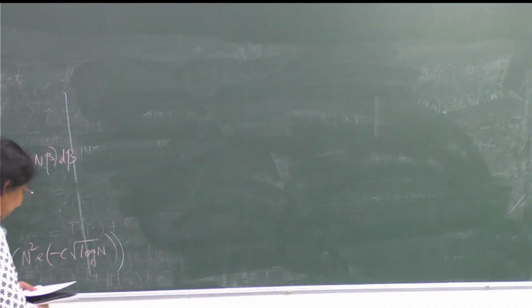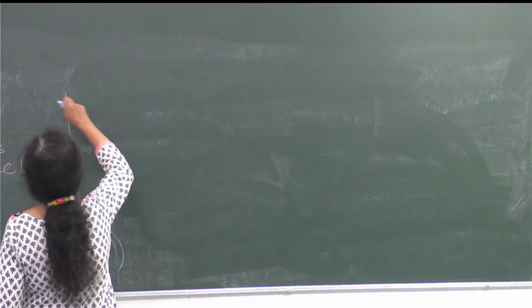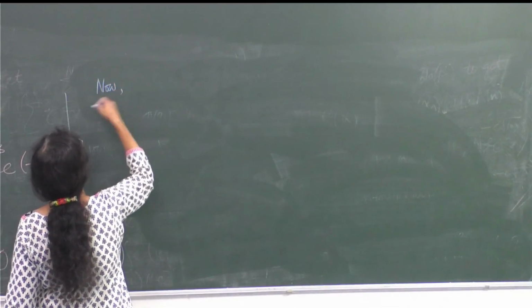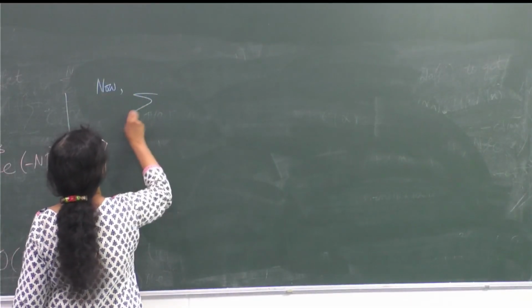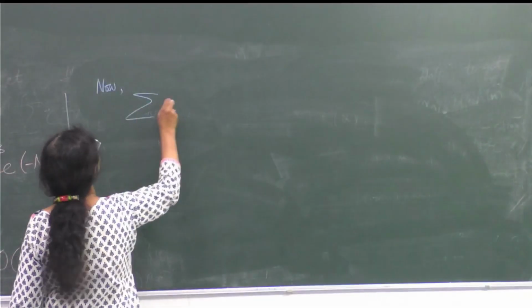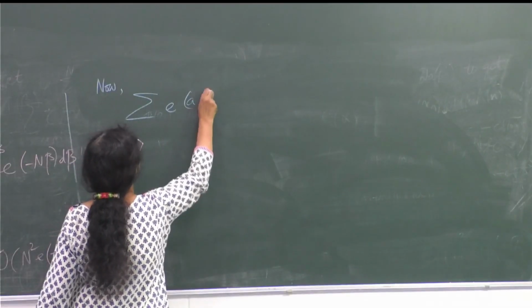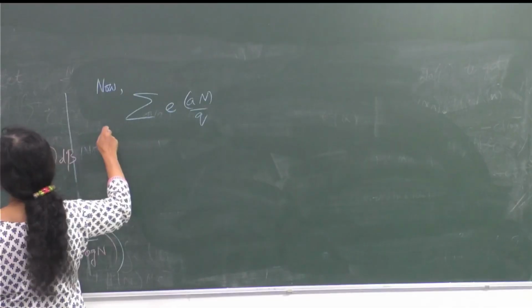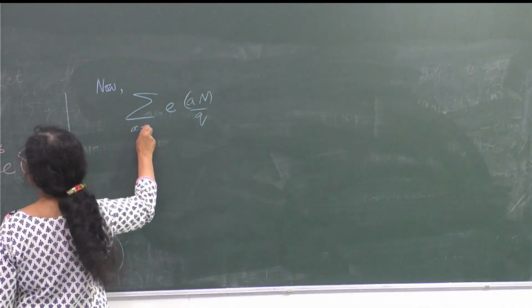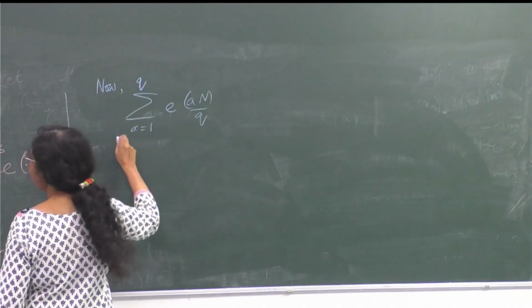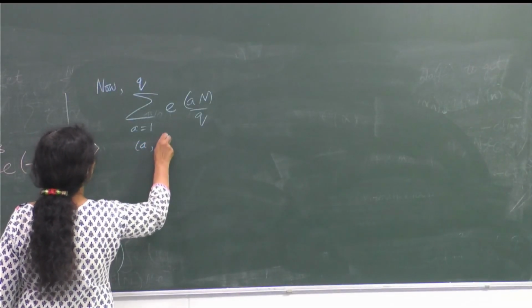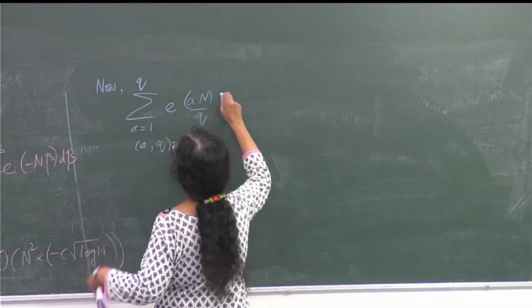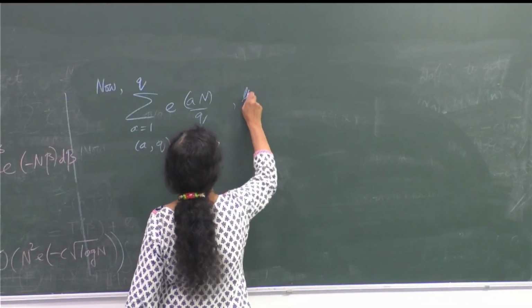So this is the Ramanujan sum. The sum of exponential of a n by q, where a goes from 1 to q and is co-prime to q. This is called the Ramanujan sum.